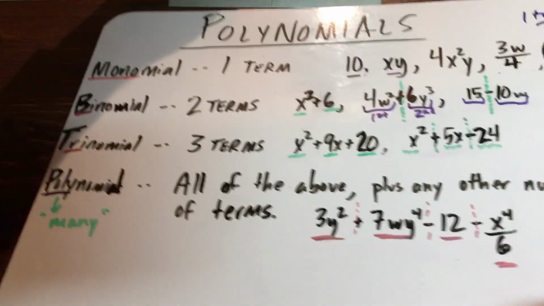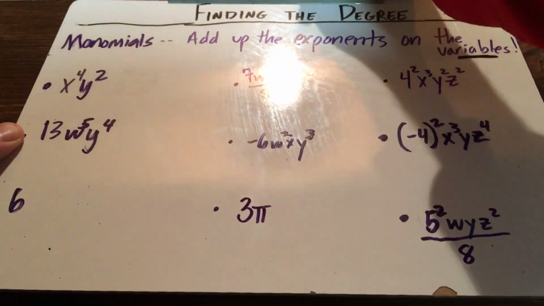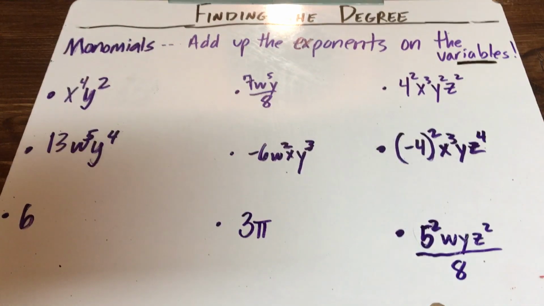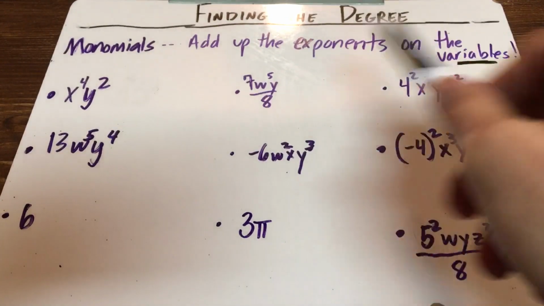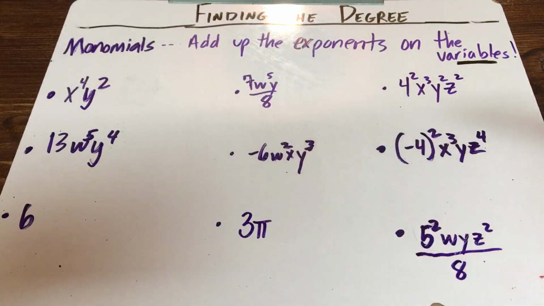Okay, let me switch out my board because now we want to talk about the degree. A lot of times in an algebra class, you'll be asked to find the degree of a polynomial. And it's not too difficult, but it is a little bit tricky if you've never done it before. Let's start with monomials. You can see on this board, I have no addition, no subtraction. There's nothing splitting these terms up into multiple terms. These are all just one term.